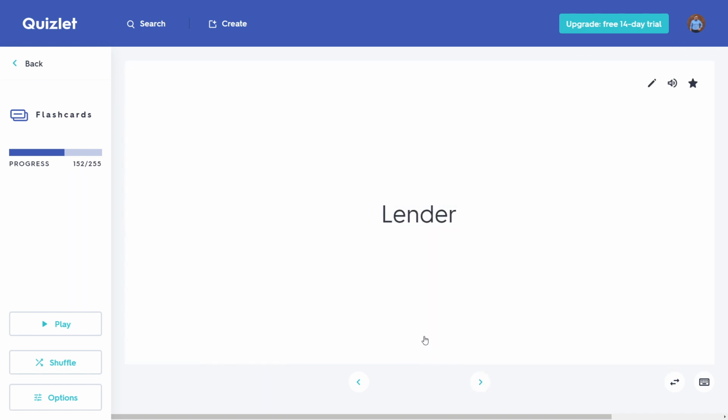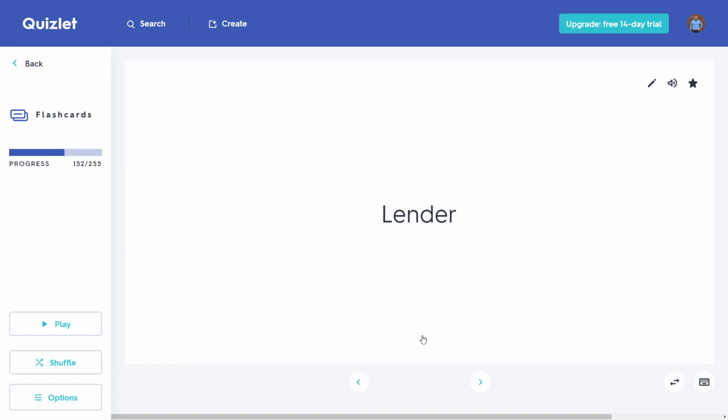All right, next one, lender. Here's a quick opportunity for you guys to think this one over. Okay, so hopefully you guys are familiar with this term. It's a pretty simple one here.